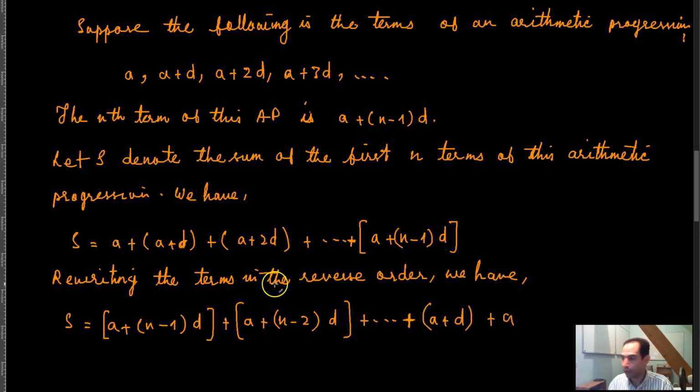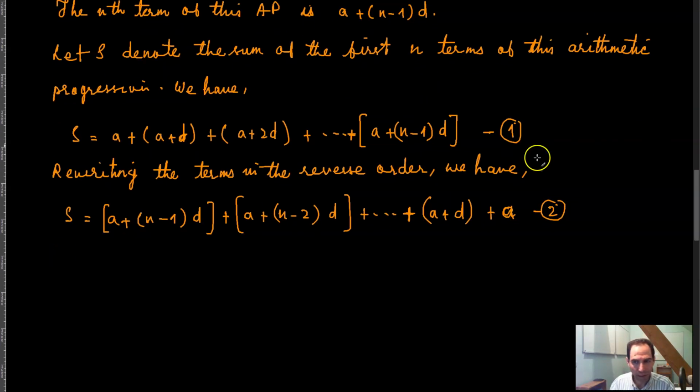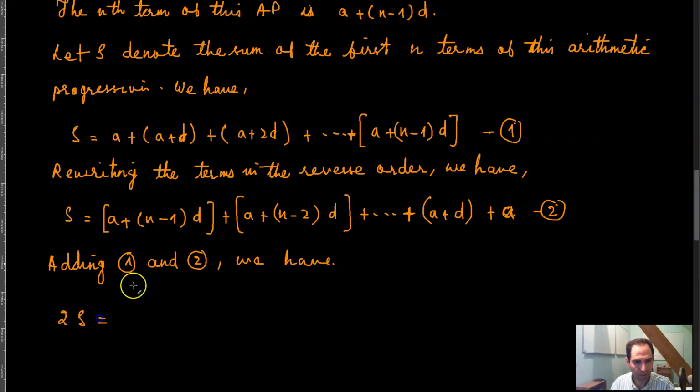And therefore, adding, if you call this 1, for example, and if you call this 2, then you can basically add 1 and 2 together. So adding 1 and 2, we have S plus S is equal to 2S. So that's a plus a plus n minus 1 times d, which is equal to 2a plus n minus 1 times d.